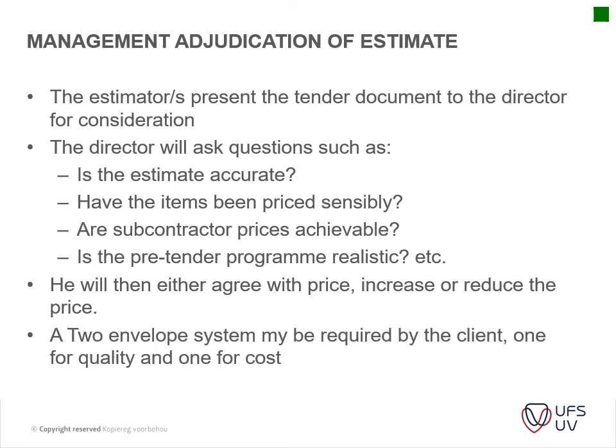Management and adjudication of your estimate. The estimator presents the tender documents to the contractor's director for his consideration. The director will ask the following questions: is the estimate accurate? Does the cost that is given to him make sense? Have the items been priced sensibly? Are the subcontractor prices achievable? Is the pre-tender program realistic? Okay, and then he will either agree with the price or increase or reduce it, make some amendments. A two-envelope system may be required by the client, one for quality and one for cost. So we'll still get into that a little bit.